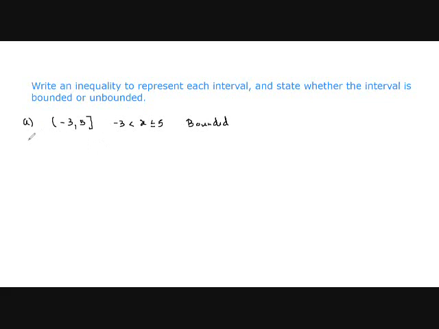Okay. Next example, B. If I give you, say, maybe negative 4 to infinity, open. So again, this one we call an open interval, right? Because both are open. Then it corresponds to x, negative 4 less than x. This one is unbounded.